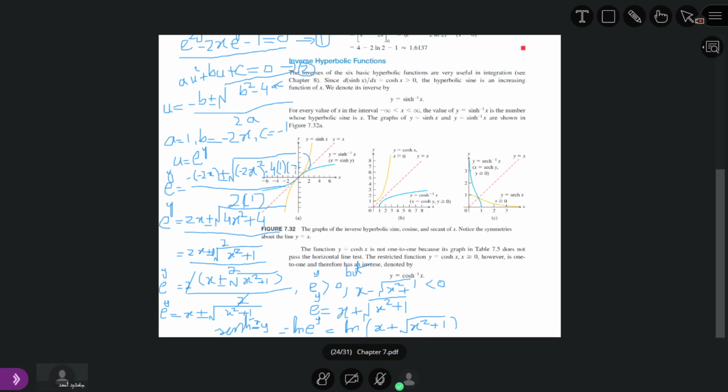We cross multiply, so the 2 will shift to the other side and it becomes 2x. Thus we have e power y minus e power minus y is equal to 2x.